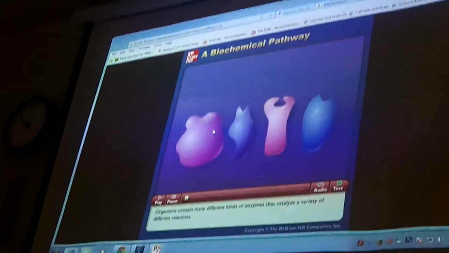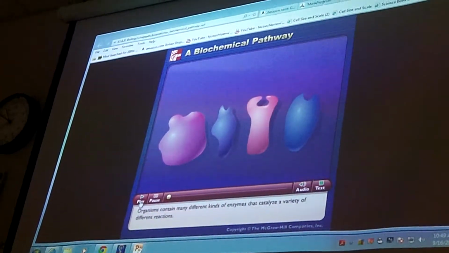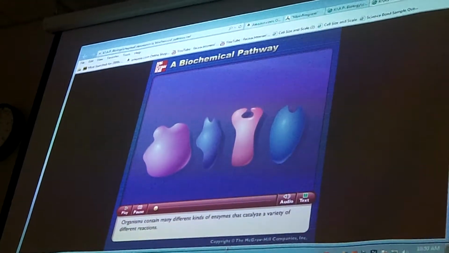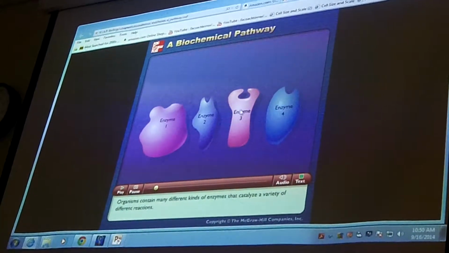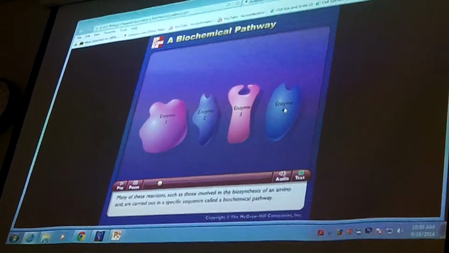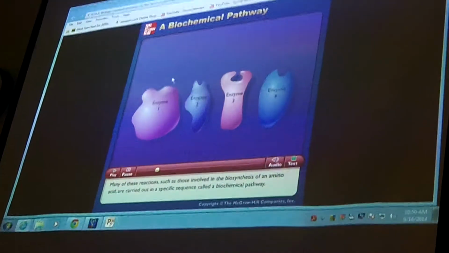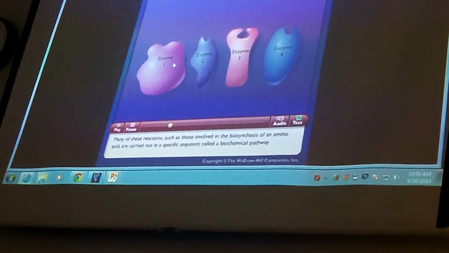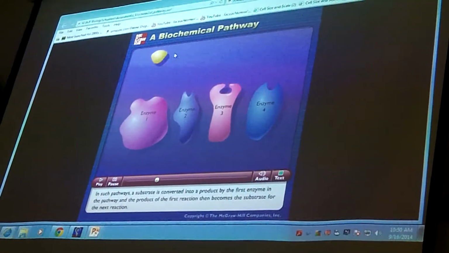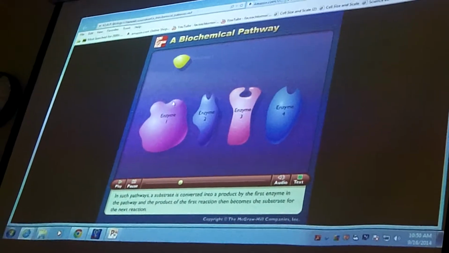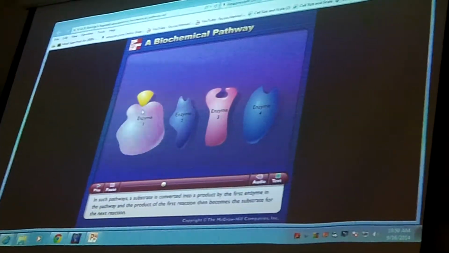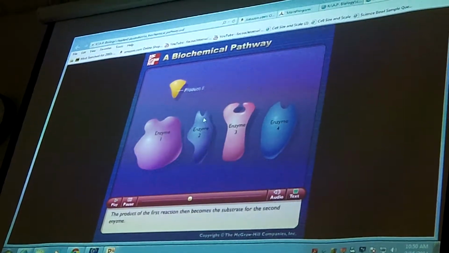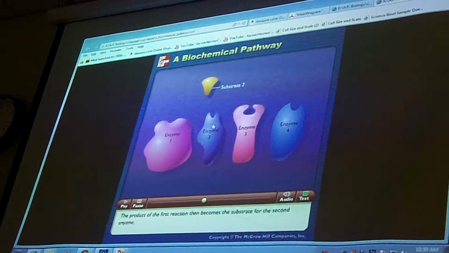So here we have 4 enzymes, and they're all going to work together. I'll just let this run, and I'll take the audio out. So here's 4 enzymes in a row, and we're going to see lots of examples of how enzymes work in groups. But here comes a substrate. A substrate is going to come into an enzyme. Here it is. That's the substrate, and it's going to fit into the active site on enzyme 1. And then it's going to come out. Then it's going to go to the active site on enzyme 2, and that's going to change it even more.